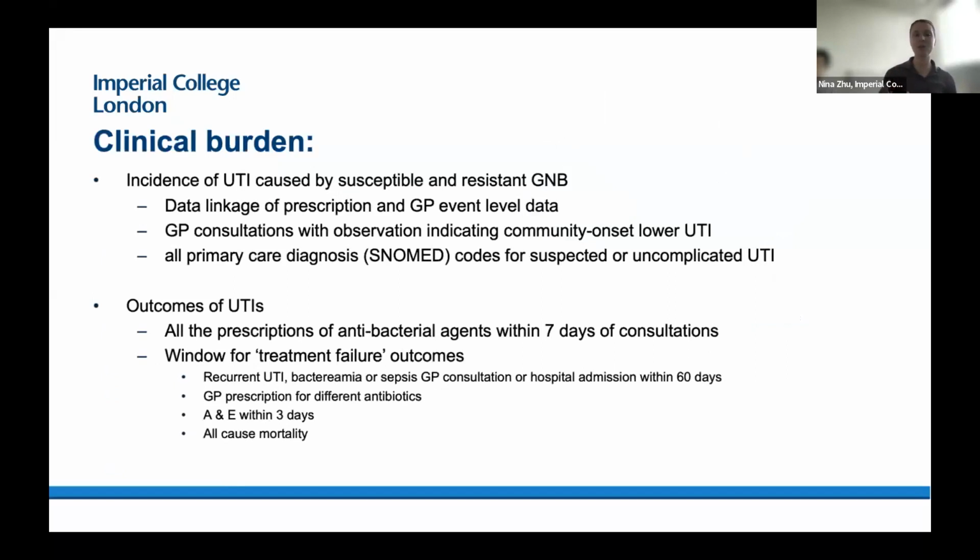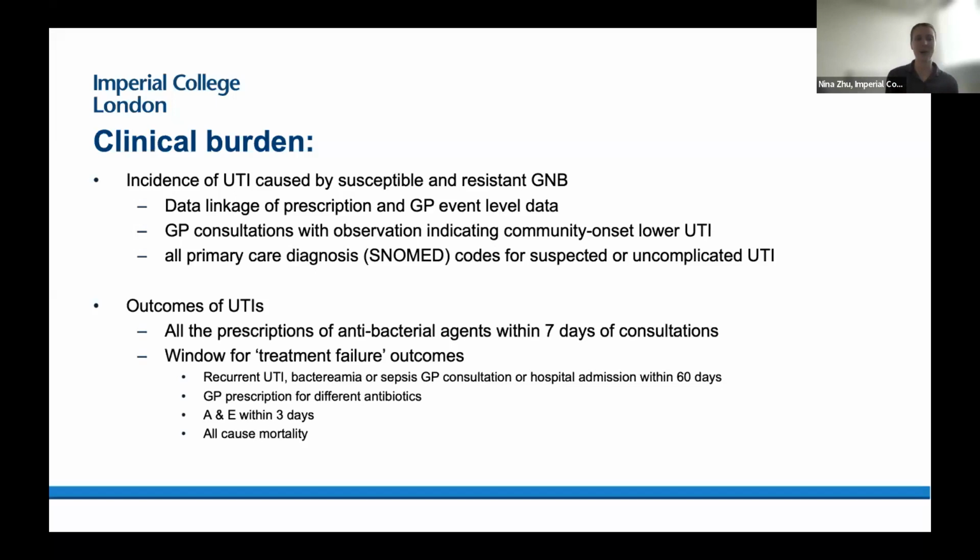Just to go in a bit further, we're going to be using data linkage of both prescription and GP level event data. In that data set, we'll have all our GP reconsultations and all of our prescription data, but we're also looking at alternative GP consultations for bacteremia and sepsis related to UTIs, as well as looking at the linked hospital data to have a look at the A&E and the ITU usage. We have restricted our data set to consultations which indicate a community onset lower UTI, and we're using all the primary care diagnosis codes. In England we have something called SNOMED, which is standardized coding. So we have our SNOMED codes for suspected or uncomplicated UTIs.